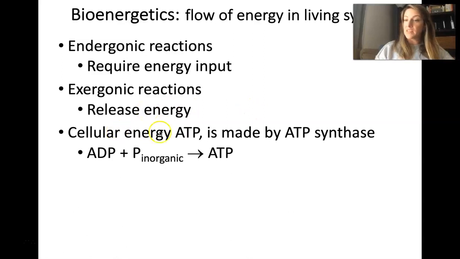Okay, remember that cellular energy is ATP, made by ATP synthase. Synthase, that's an enzyme. You can tell because it's ASE here. Okay, and what ATP synthase does is it takes the substrate, ADP and P, this inorganic phosphate, and it makes ATP. So this enzyme is critically important making ATP.